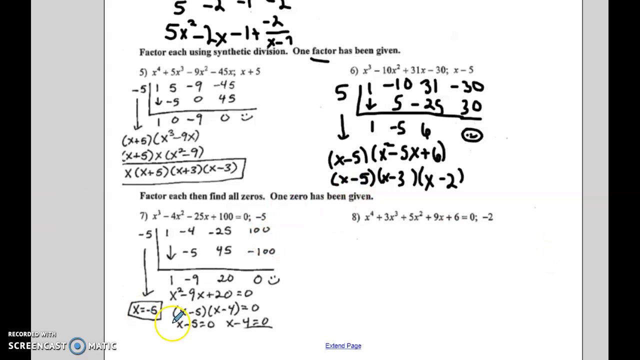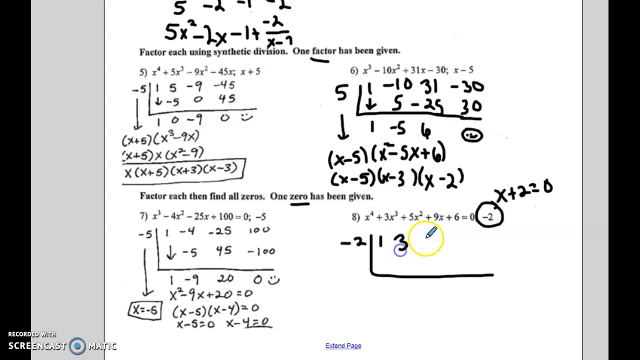All right, one more on the homework here. Again, I did a sample. So using the same idea as before, if I'm given a factor, I can divide it out. Well, if I'm given a 0, it says 1 0 has been given, that means that 0 came from this factor, x plus 2 equals 0. So what I put outside my division is that negative 2 in this case. And then my coefficients go inside. So I got a 1, 3, 5, 9, and 6.